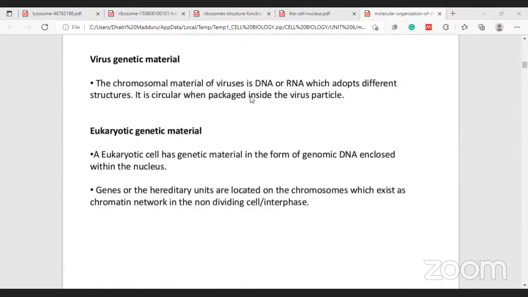Then virus genetic material can be DNA or RNA, and it is packed in the virus particle. Then eukaryotic genetic material is genomic DNA, which is present in the nucleus in the form of chromosomes.